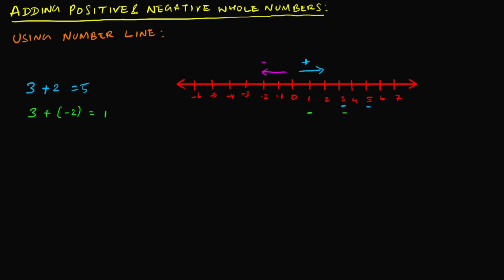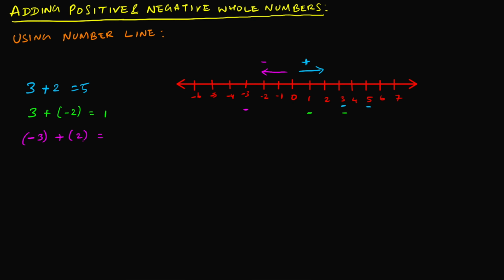Now let's look at a slight variation of this. This time we are going to have a negative number in the beginning. So this is going to be minus 3, and we are going to add minus 3 to positive 2. Okay, so we are going to find out what this is. Now, because we have minus 3, we need to take 3 steps in the negative direction from 0. So if we take 3 steps in the negative direction from 0, we'll land at minus 3.